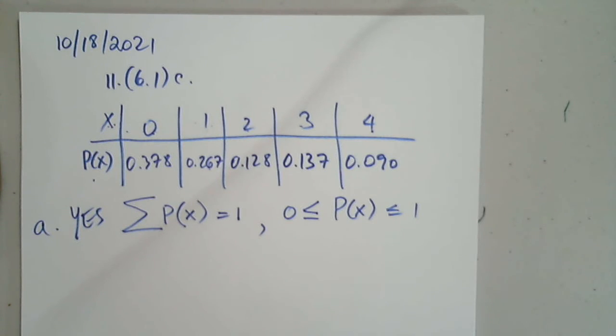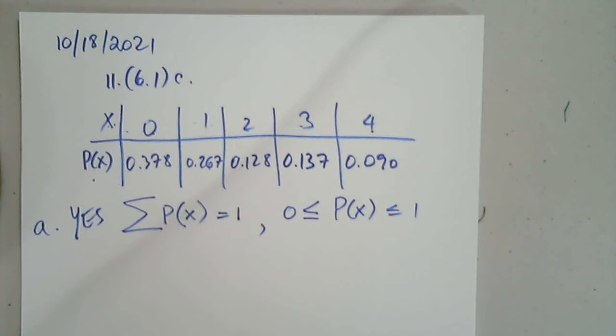So because the sum of the probabilities is 1, and each probability is between 0 and 1. No. Because it's between 0 and 1 inclusive. Careful. Inclusive, yes. Between 0 and 1 inclusive. Be very careful with that. Thank you very much.